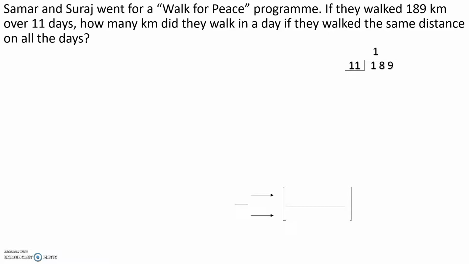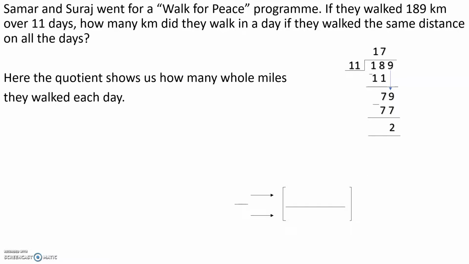So 11 ones are 11. We minus, 18 minus 11, we get the answer as 7. Then we bring this 9 down. It becomes 79. 11 sevens are 77. Minus it and we get the remainder as 2.